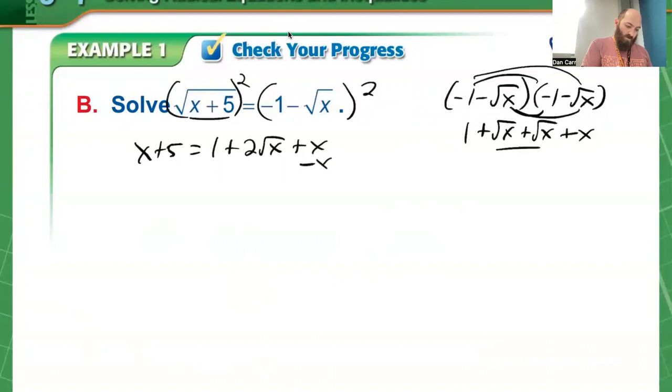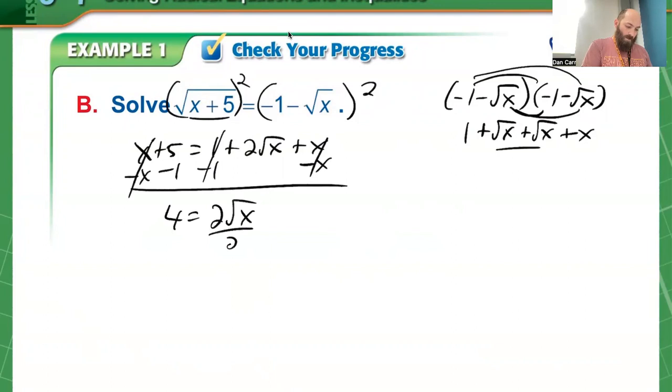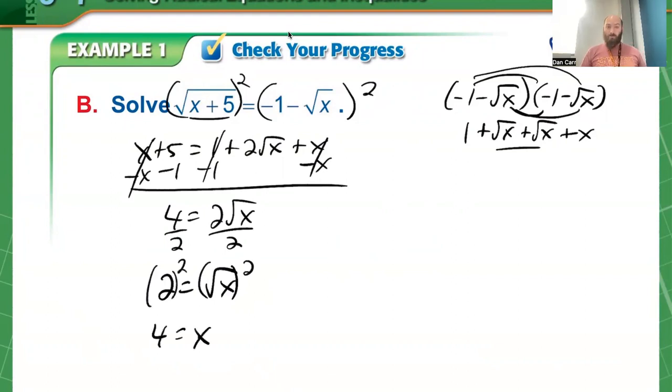So I can then subtract this over and that one over. So that's gone, and that's going to be gone as well. So 5 minus 1 is 4 equals 2 square root of x. And then divide both sides by 2. And then I can square both sides from here, and I get 4 for x. So just to be on the safe side, we're going to double check that. Is the square root of 4 plus 5 equal to negative 1 minus the square root of 4?